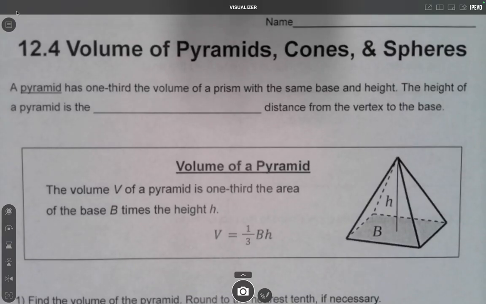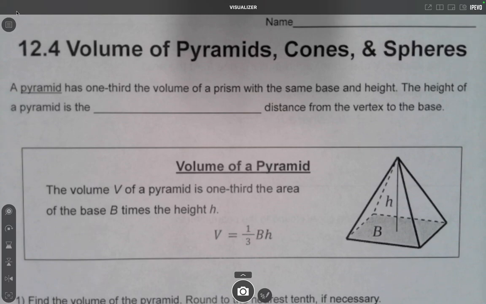Now we're going to talk about volume of three different kinds of shapes: pyramids, cones, and spheres. Now the good news is with the formulas, if you know the formulas, these are pretty straightforward. It's just a matter of remembering which formula goes with which one.